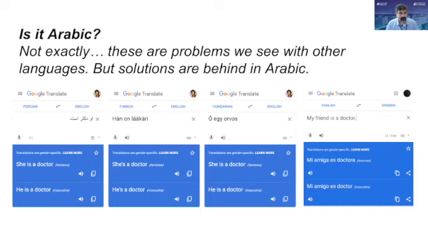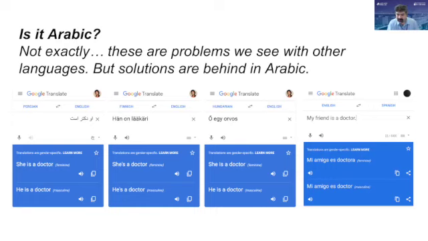So is it language? Is it Arabic? Is Arabic problematic? No, it's not, of course. This problem happens with many other languages. But interestingly, for other languages, there are ongoing solutions, and people are trying to solve this, maybe perhaps a bit more than Arabic. We're a bit behind.